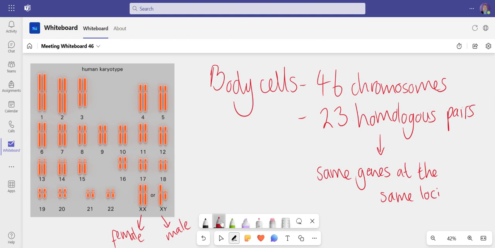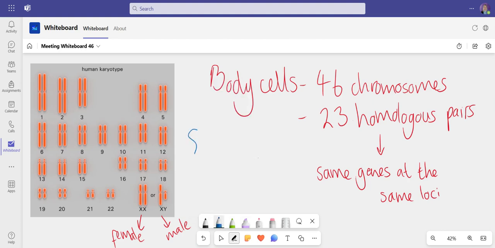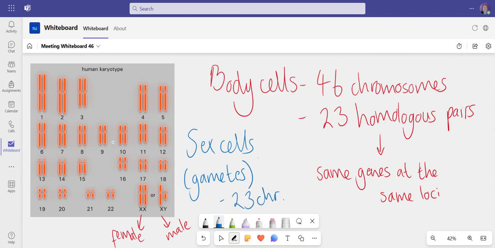Now, the other type of cells we got that aren't what we call body cells are what we call sex cells. Now, another word for sex cells is gametes, and they don't have pairs, they just have 23 chromosomes. So they would just have one chromosome number 1, one chromosome number 2, one chromosome 3. They wouldn't have homologous pairs at all.